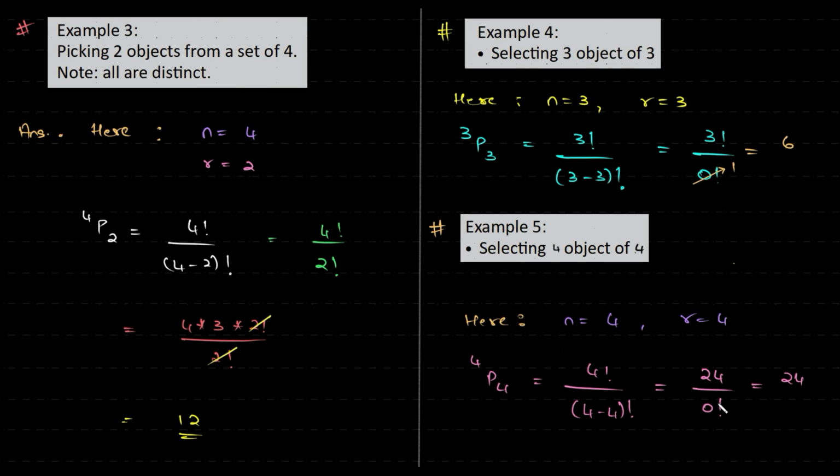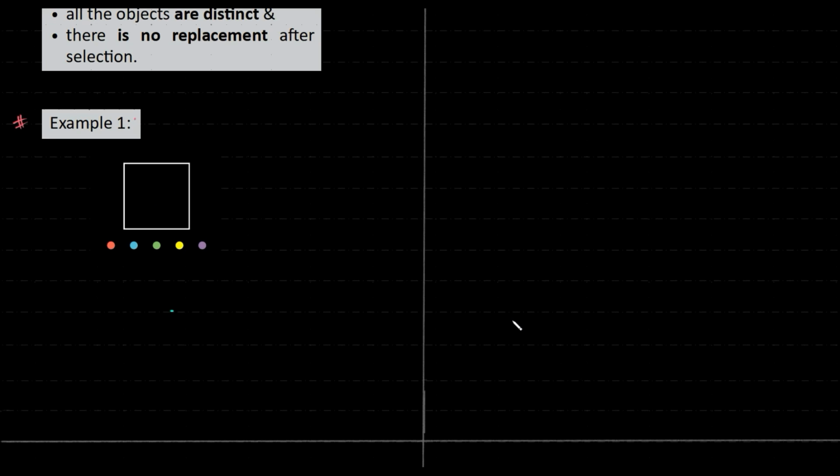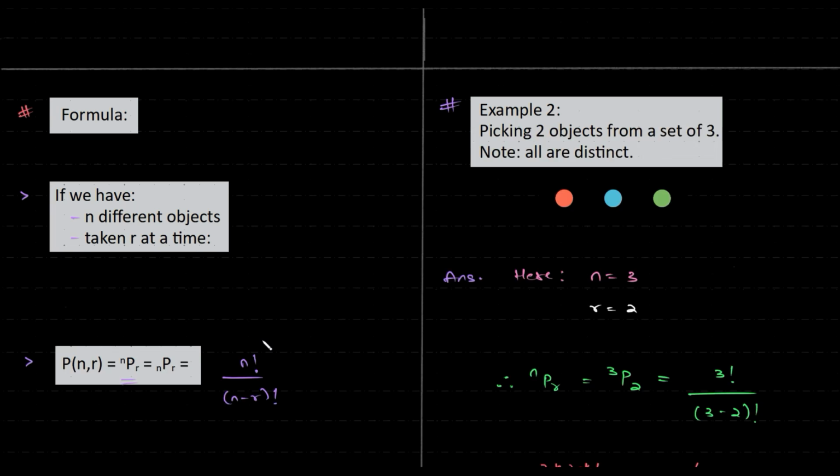Again, I'll make you understand why this is 1. Right? So now you have to pause and write the heading. That's important to understand that we are having distinct objects, different objects, and we are not replacing. Once we are selecting, we are not replacing, right? We need to understand that first, and then yes, we need to write all of this.